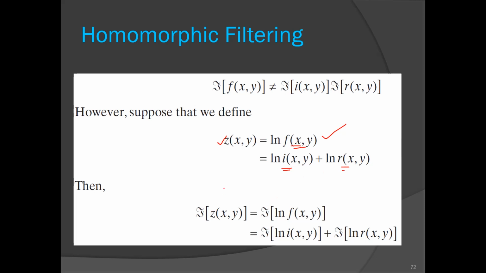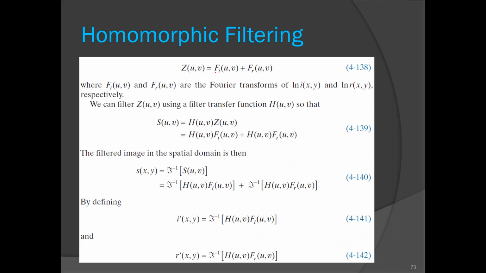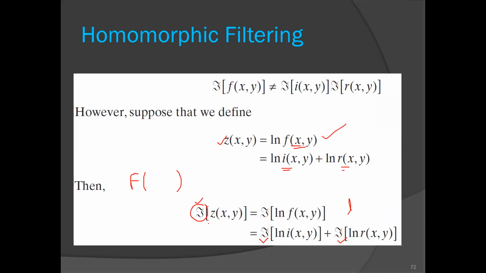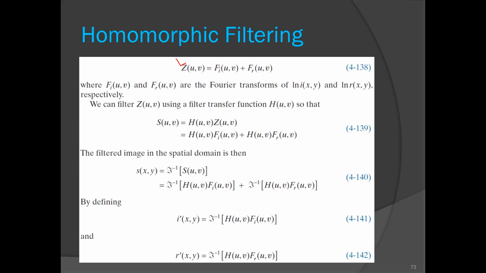Then we are taking a Fourier transform. We can represent a Fourier by this symbol also, or simply we write capital F while writing on the paper. And the Fourier transform is distributive over the addition by the linearity property. Now we are representing the Fourier of small z by capital Z. This is the Fourier of the illumination term, and this is the Fourier of the reflectance term.